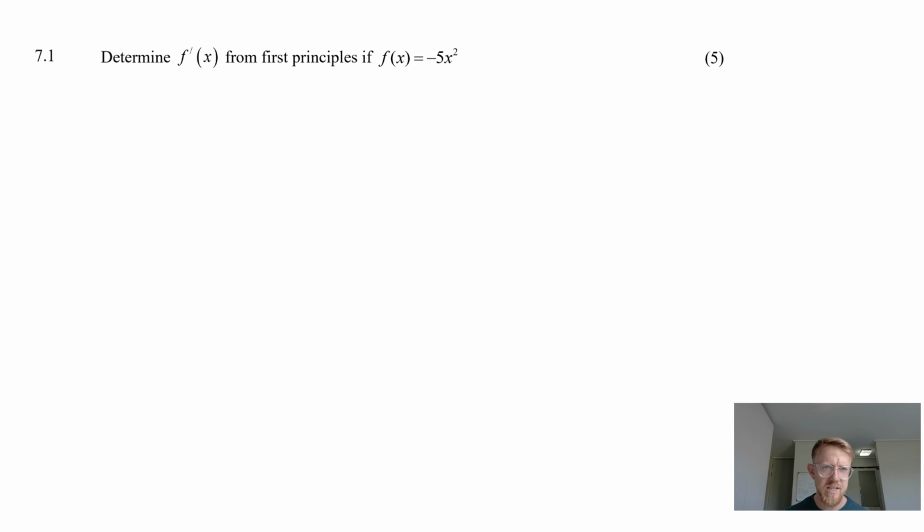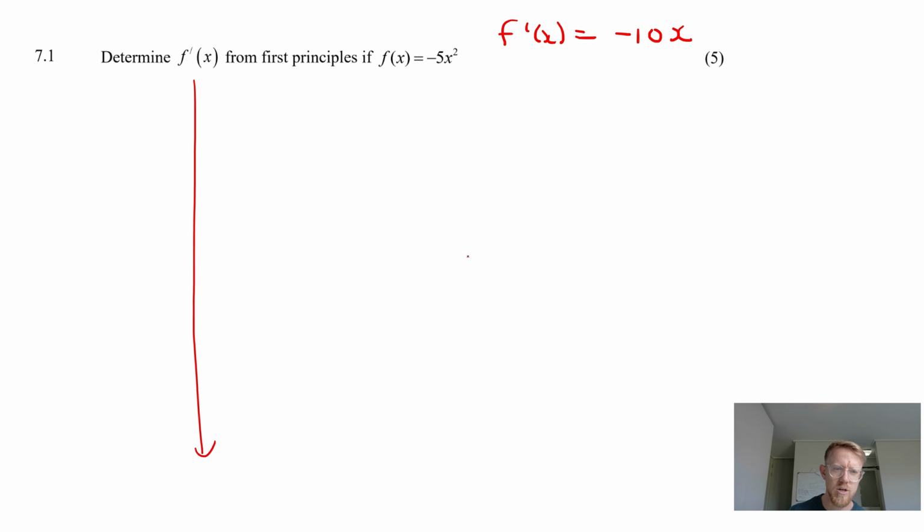Here we have a first principles question. So all we're going to do is when you are in an exam, I want you to just quickly go and take the first derivative of this using the FOIL method. And if you had to use the FOIL method, you end up with negative 10x. So we must make sure that at the end of this question, that must be the answer that we get to. Otherwise, something has gone wrong.